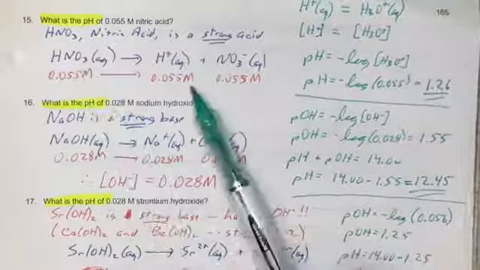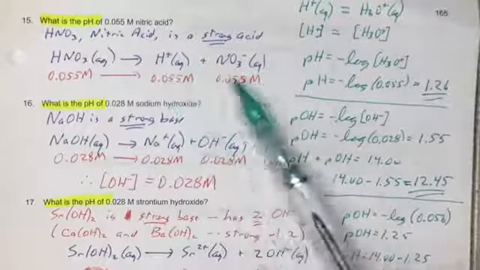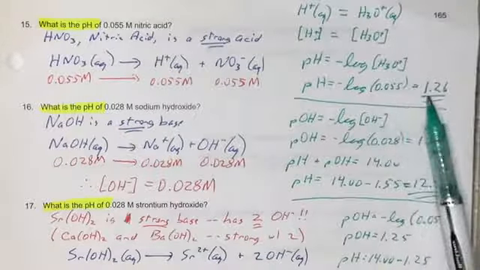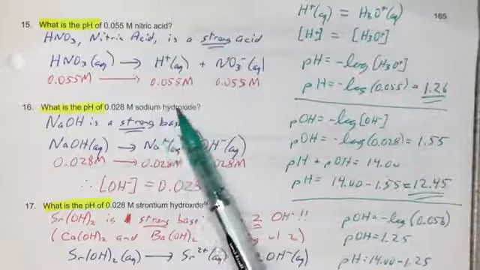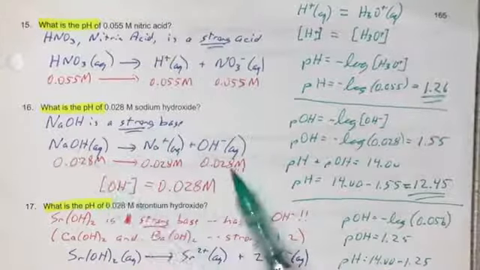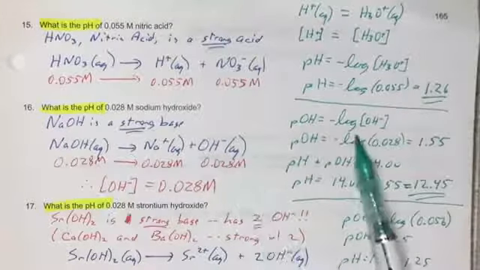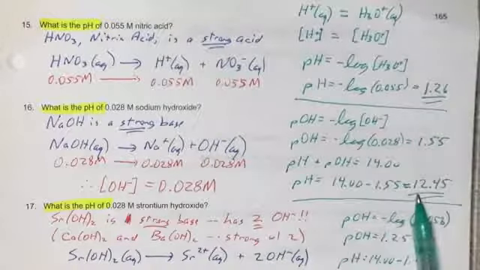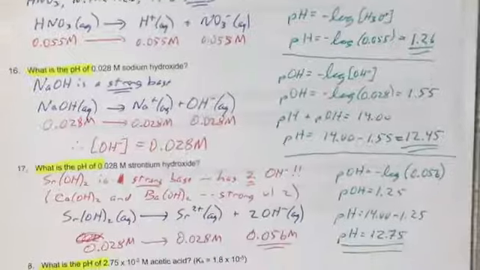The concentration of the strong acid is the same as the concentration of hydrogen ion, which is the same as hydronium. We just hit the log button and that gives us pH. The concentration of a strong base, if there's one OH, is the same as the concentration of hydroxide. We hit the log button, we get pOH, and we subtract that from 14 to get the pH.